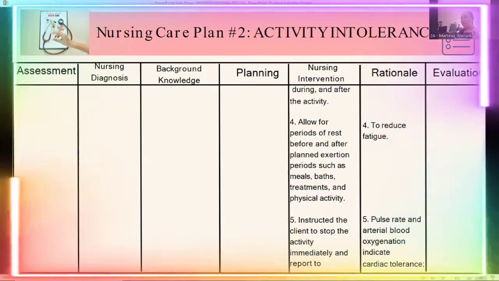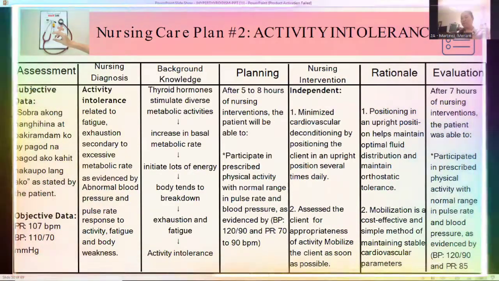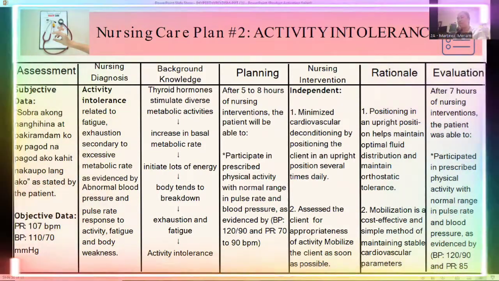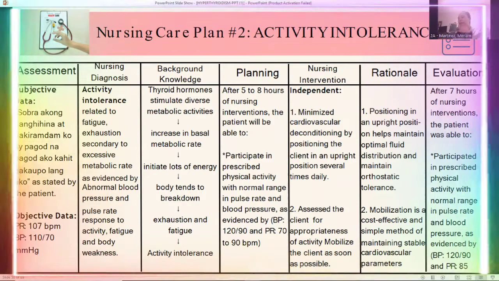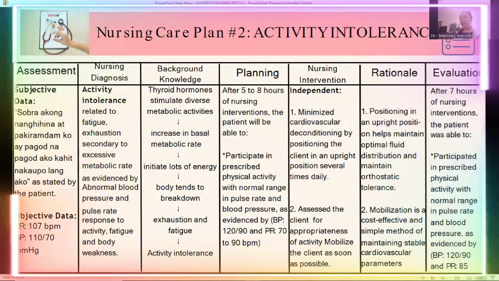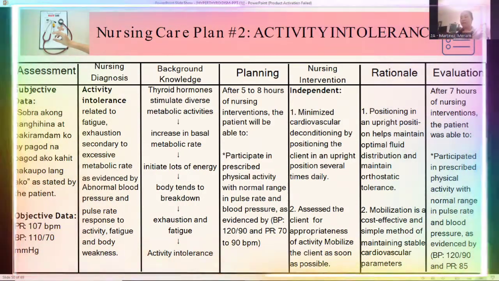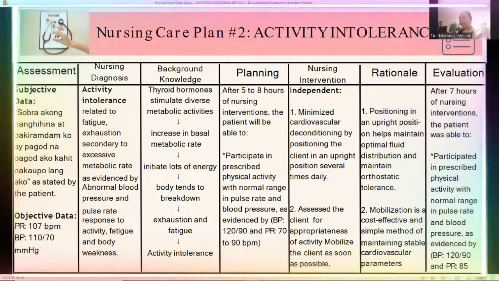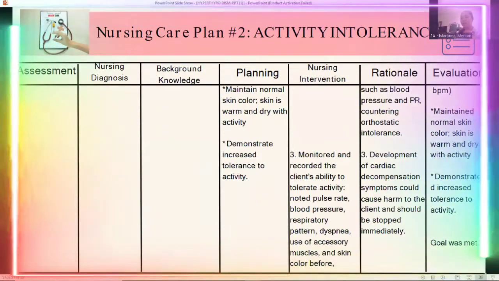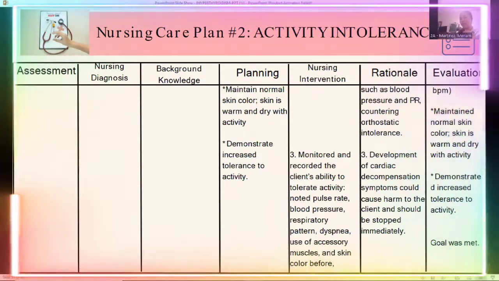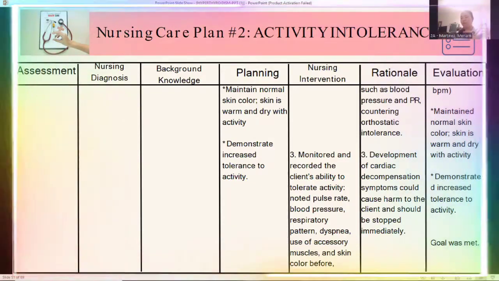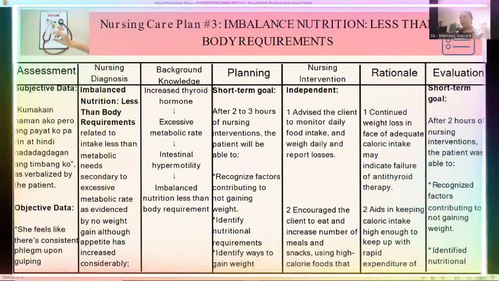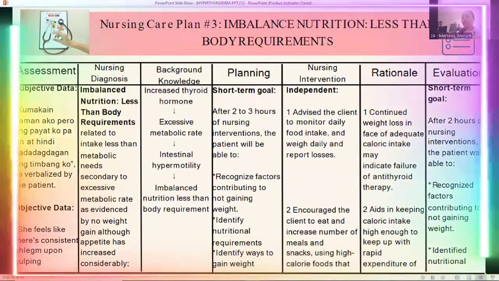For our evaluation, after 7 hours of nursing interventions, the patient was able to participate in prescribed physical activity with normal range in pulse rate and blood pressure as evidenced by 120 over 90 BP and pulse rate of 85 beats per minute, and maintained normal skin color. Skin is warm and dry with activity. She also demonstrated increased tolerance to activity. Therefore, the goal was met. For our third nursing care plan, the nursing diagnosis is imbalanced nutrition less than body requirements.